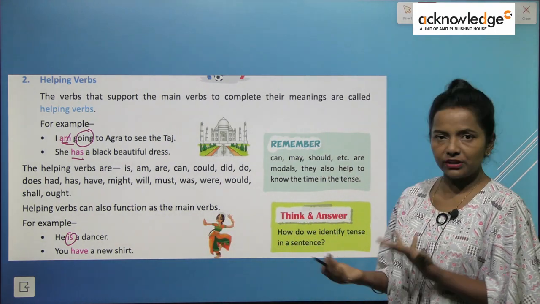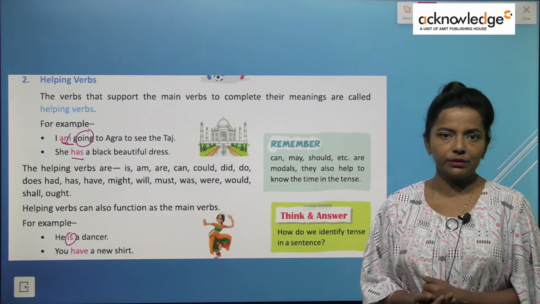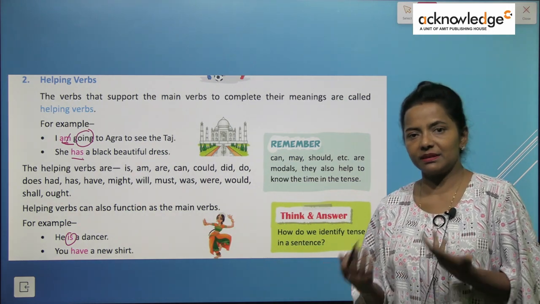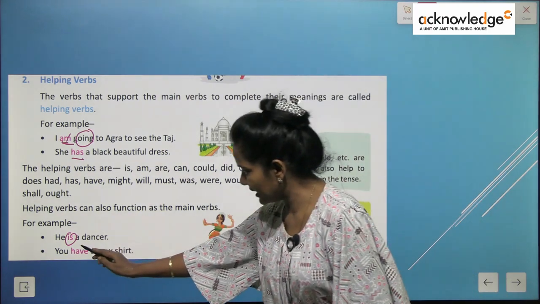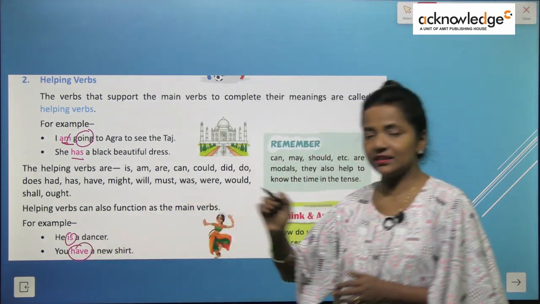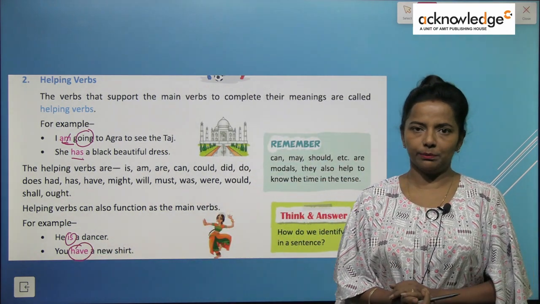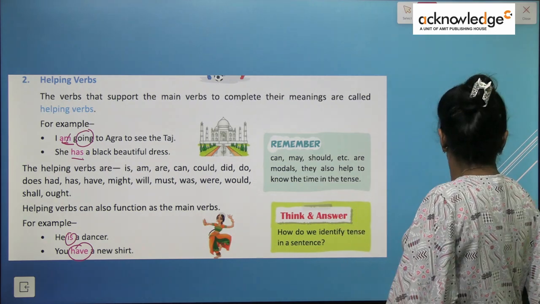You have a new shirt. अब यहाँ कोई verb आपको दिख रहा है और कोई मेन verb तो है नहीं. You have a new shirt. आपके पास एक new shirt है. तो ये जो have है ये helping verb है, but here it is working as a main verb. So let's move ahead.